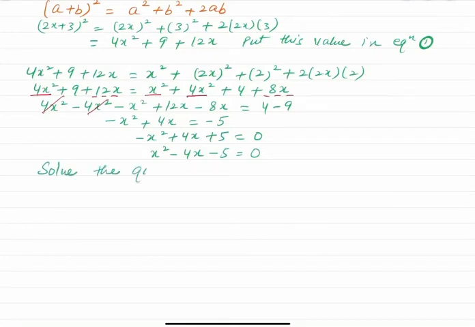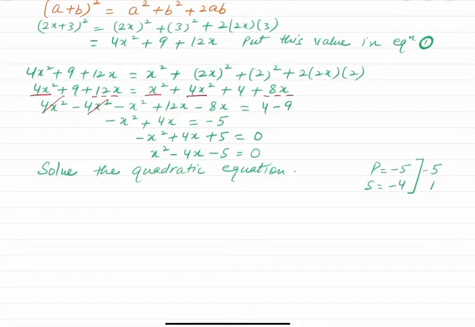So this is a quadratic equation, and we need to solve it. We have already learned in our previous video how to solve quadratic equations. Basically, we need to take the product and the sum, or we can say that we need to split the middle term, which is minus 4x. So the product of this one is minus 5 and the sum is minus 4. If you don't know how to solve a quadratic equation, please see the previous video.